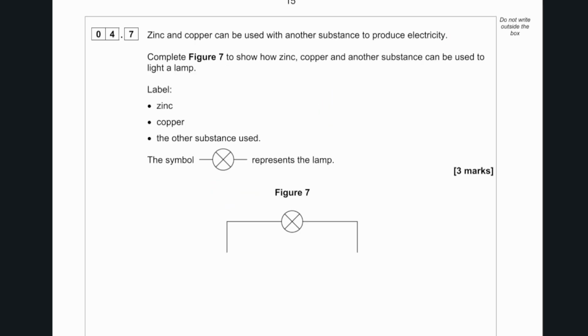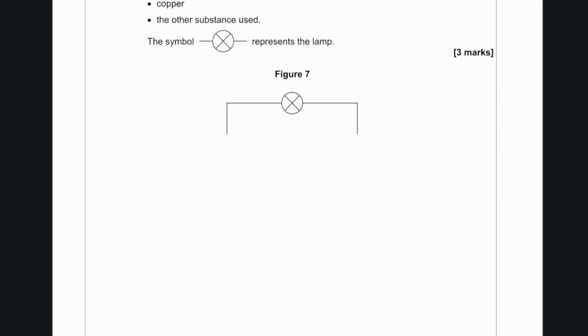Question 4.7 then, zinc and copper can be used with another substance to produce electricity. Complete figure 7 to show how zinc, copper, and another substance can be used to light a lamp. So zinc, copper, and one other substance, some mystery substance. Okay, so essentially we're using this to conduct electricity. So this is all to do with electrodes. So hopefully this looks familiar. If we draw a diagram like this, we have one electrode over here and another electrode over here.